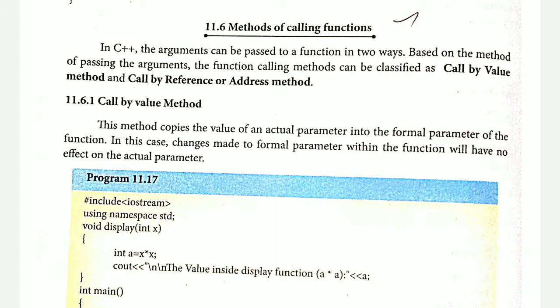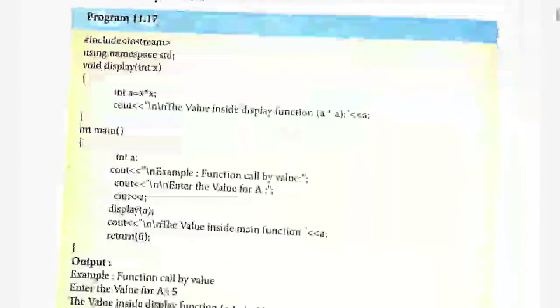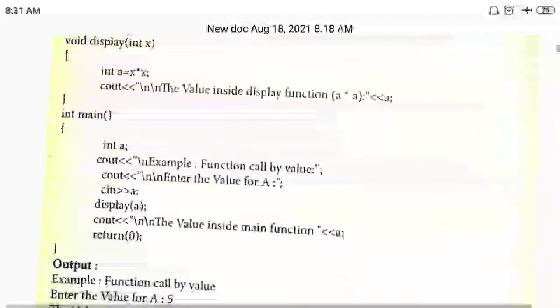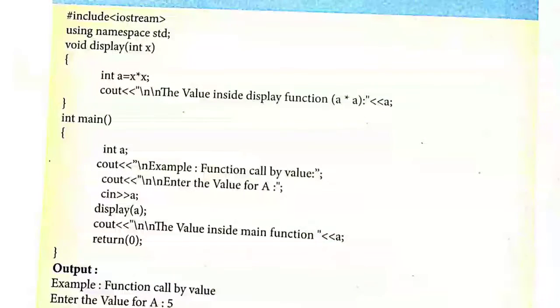Call by value method means we'll directly move on to this example so that you can clearly understand. In the main function you can see that display is a user defined function. It consists of an argument, int x. In the main function they are calling it. Calling means that on seeing this instruction, the control will be transferred from the main function to the user defined function. Here display(a) is the calling function, so the value of a only will be transferred from the main function to the user defined function.